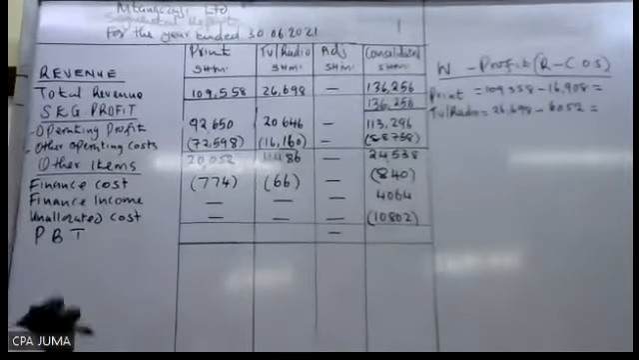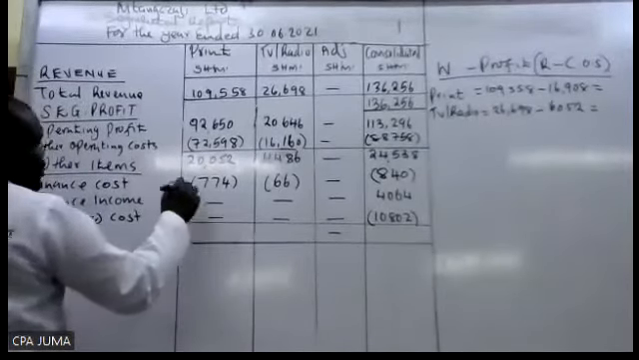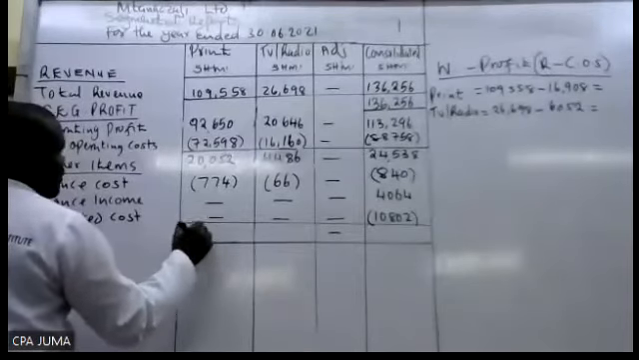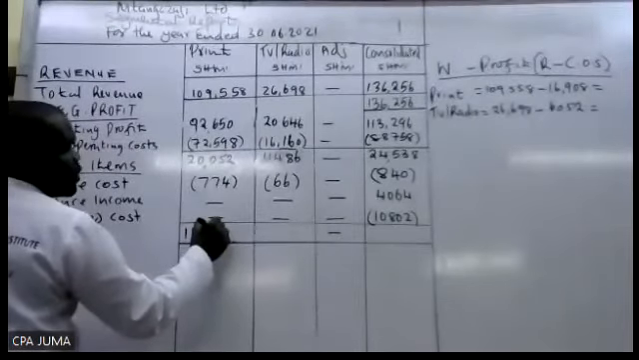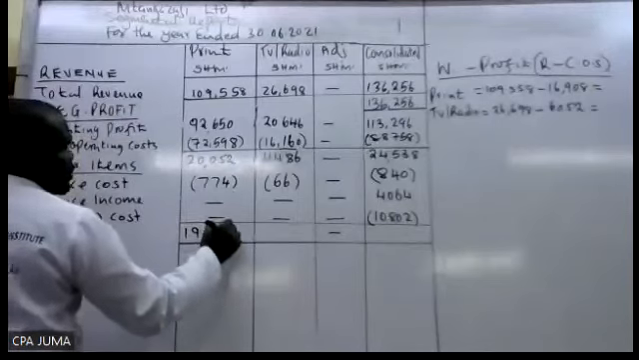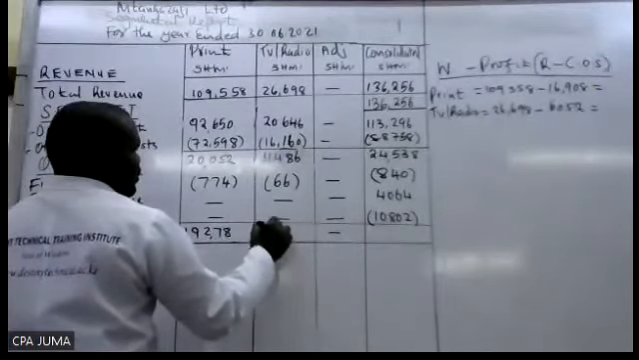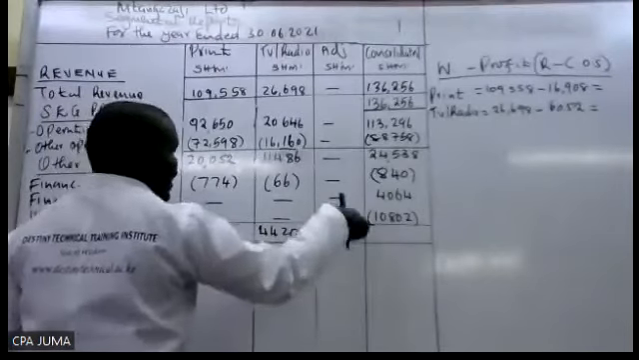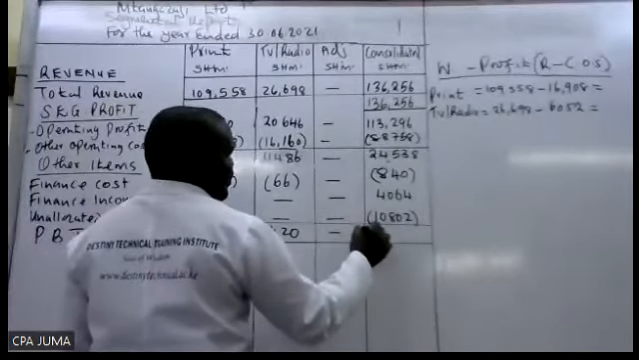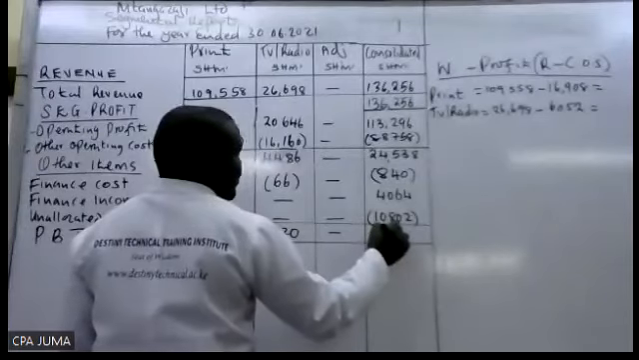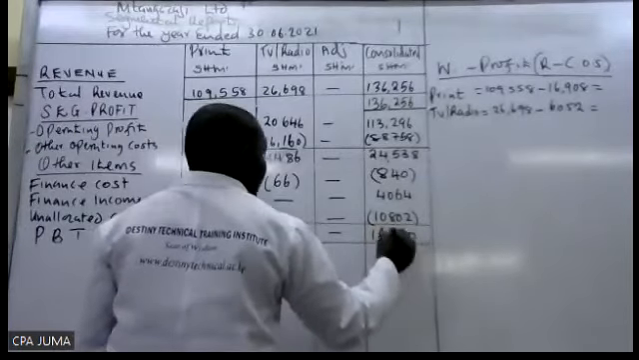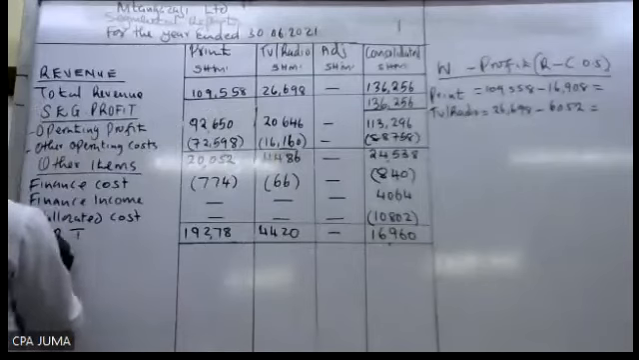So how much is the first one? 19,272. This one here? And total? 16,96. Segment assets.